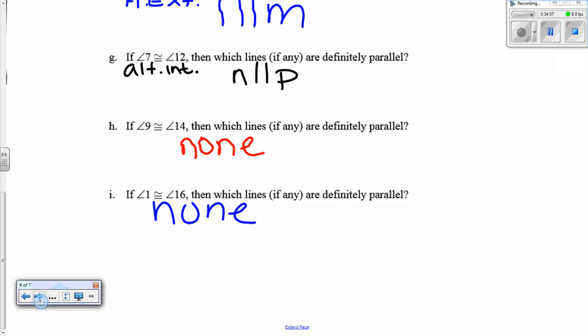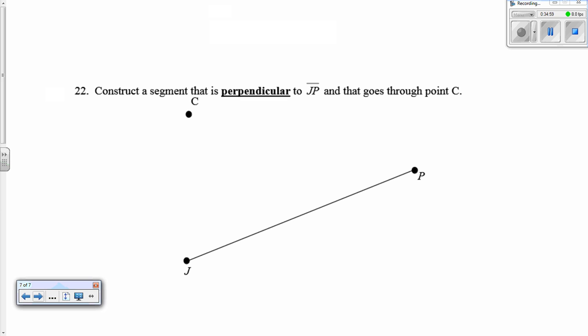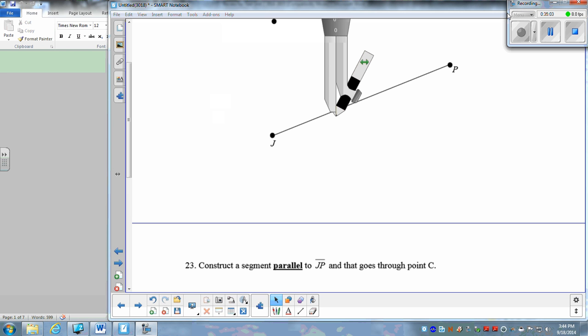Last page. Constructions. We are almost done. We just have a couple constructions to get through, and then we will be done, and you will be on your way to rocking this test.